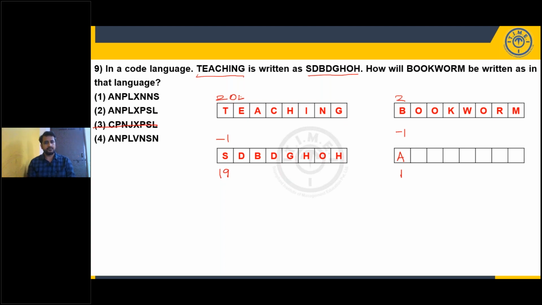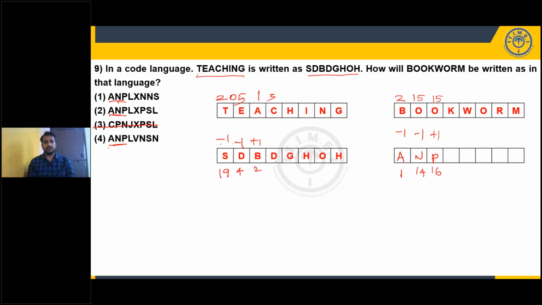E's place value is 5, D is 4, again -1. So O is 15, -1 is 14, which is N. AN: how many options are with AN? First option, second, and fourth option also. We cannot rule out. A is 1, B is 2, +1. So -1, +1 now. O is 15, +1 is 16, which is P. ANP, we cannot rule out.